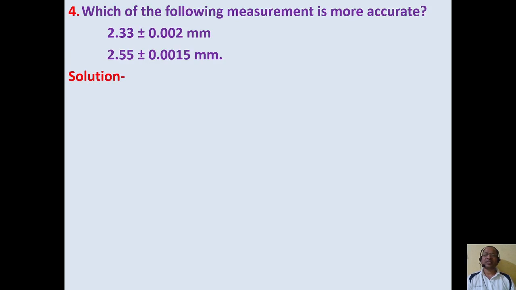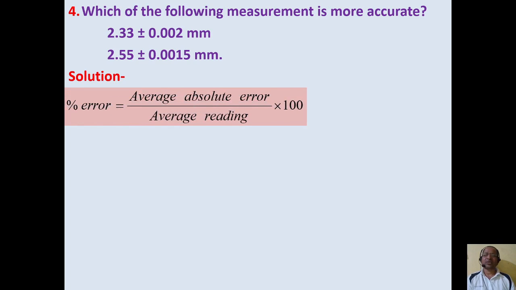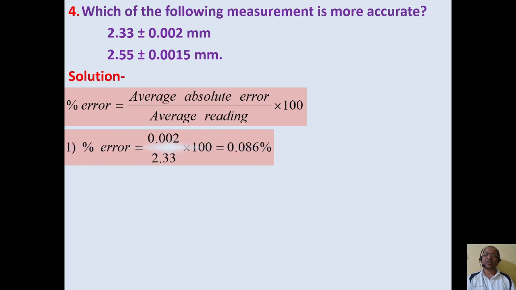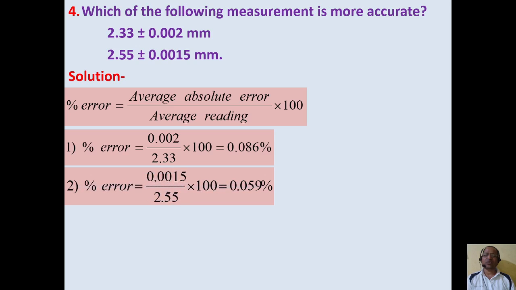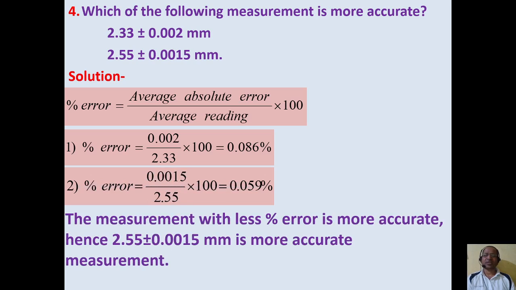The fourth problem, we have to find out the more accurate measurement. So two measurements are given. For the two measurements, find out percentage error using the same formula, average absolute error upon average reading into 100. For the first measurement, percentage error is 0.086%. For the second measurement, percentage error calculated is 0.059%. And we know that the measurement with less percentage error is more accurate. Hence, the second measurement 2.55 plus minus 0.0015 millimeter is the more accurate measurement.